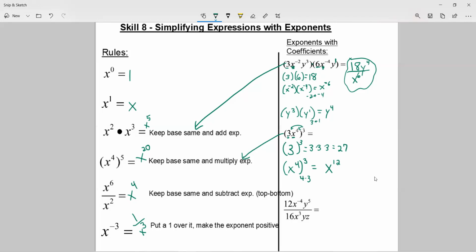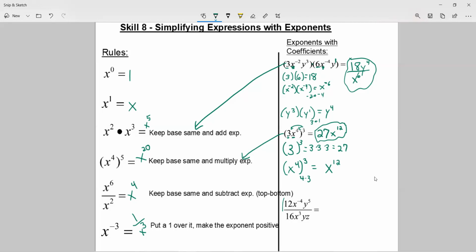There's no negative exponents, so nothing needs to move to the bottom. My coefficient is 27, that goes first, x to the 12th. Ta-da. Okay, I'm gonna have to get creative with this one because I'm running out of space.